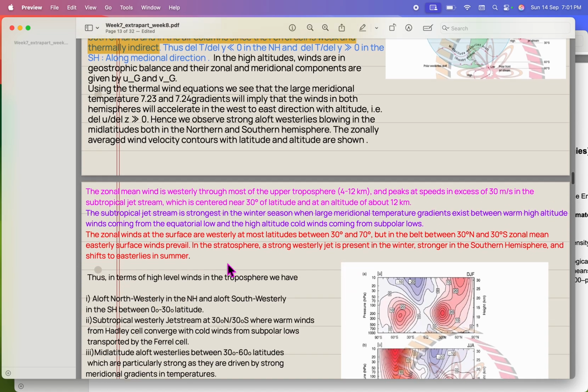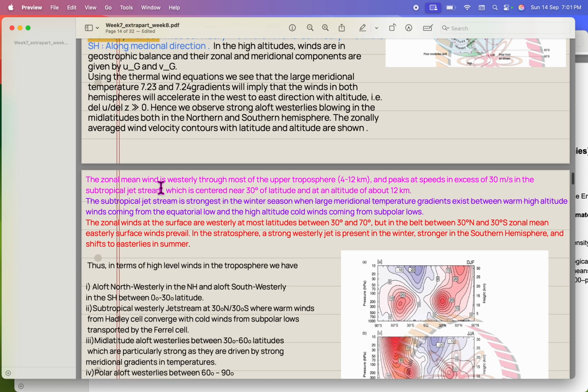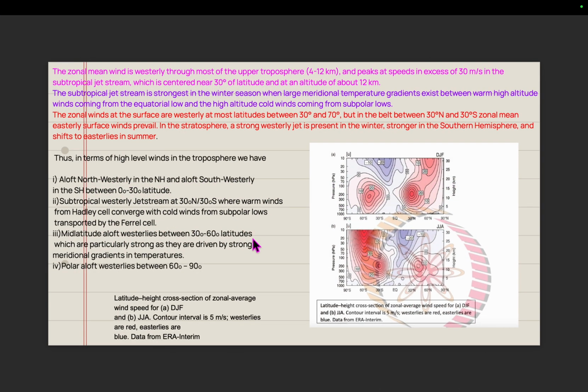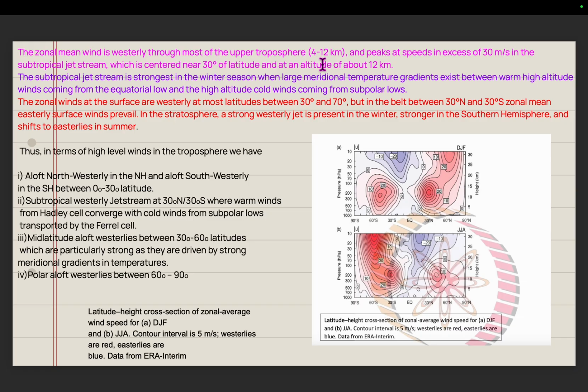So also the zonal wind is westerly through most of the upper troposphere, that is the upper troposphere at 5 to 12 kilometers, and peaks at a speed in excess of 30 meters per second in the subtropical jet stream, which is centered near 30-degree latitude and at an altitude of about 12 kilometers. This subtropical jet stream is observed at 30-degree latitude and 12 kilometers above sea level.